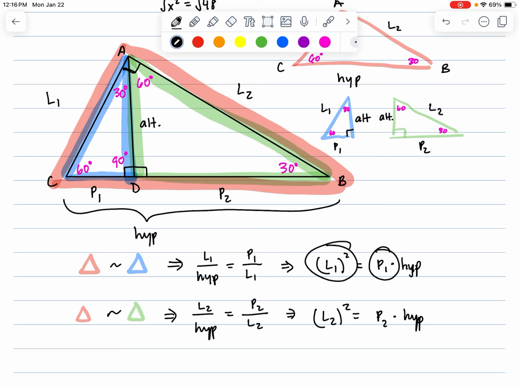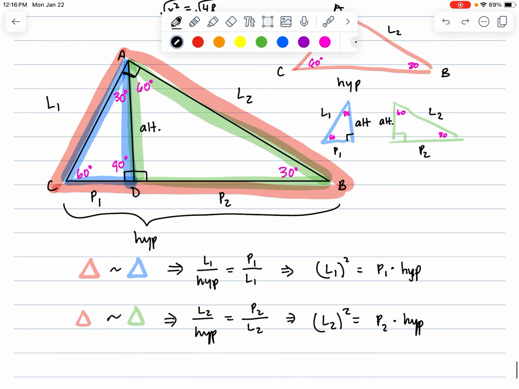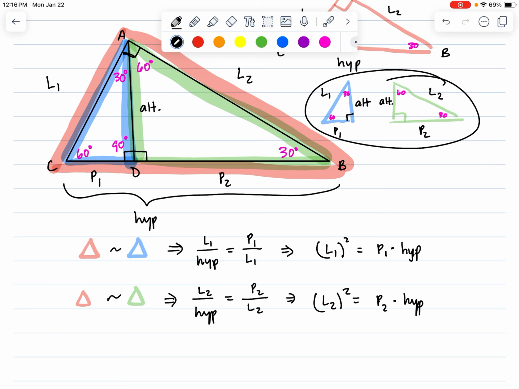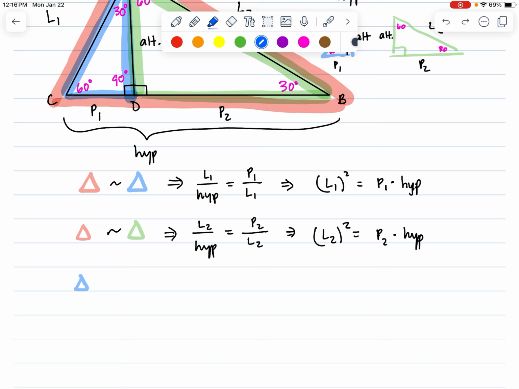L1 squared is part 1 times hypotenuse. Leg 2 squared is equal to part 2 times the hypotenuse. Very, very convenient how these equations turn out. The last one is this, green compared to blue. They are similar. So we're going to go blue to green because that's from left to right. It makes it a little easier to follow. The blue triangle is, in fact, similar to the green one.